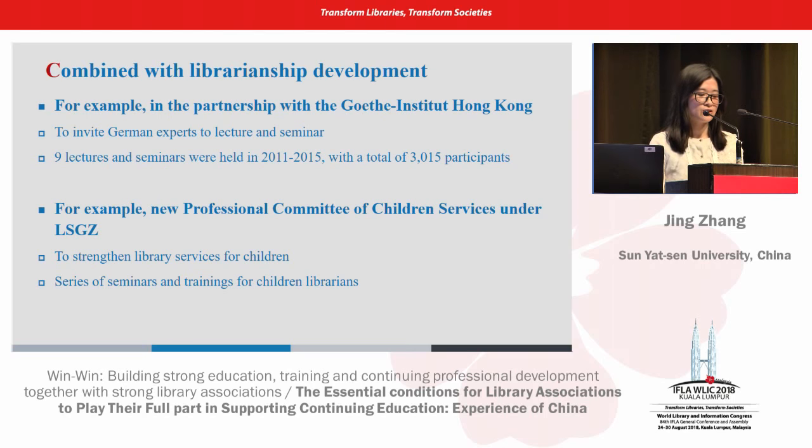And the second condition is to combine continuing education with librarianship development. I have two examples. One, in partnership with the Goethe Institute Hong Kong, the Library Society of Guangzhou invited 9 German experts to give lectures or seminars, with a total of more than 3,000 participants. And the second example is that when we were establishing a new professional committee of children's services under the Library Society of Guangzhou, we provided a series of seminars and trainings for children's librarians.